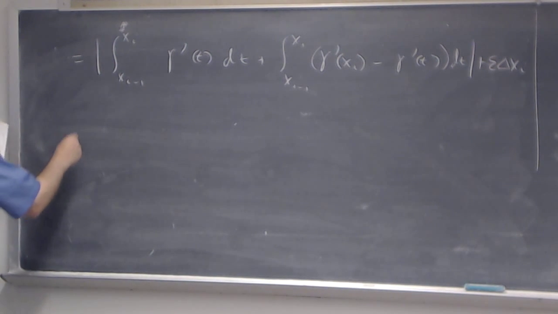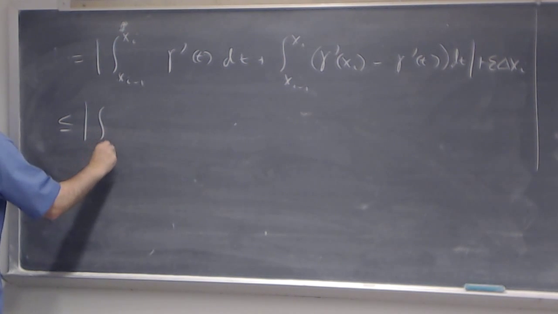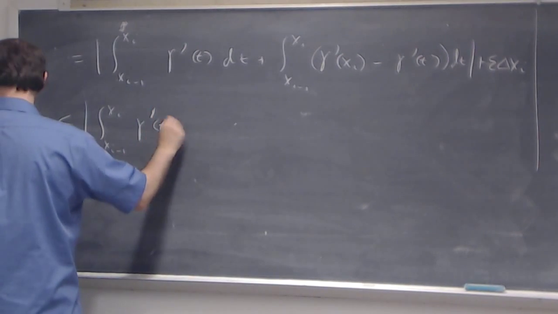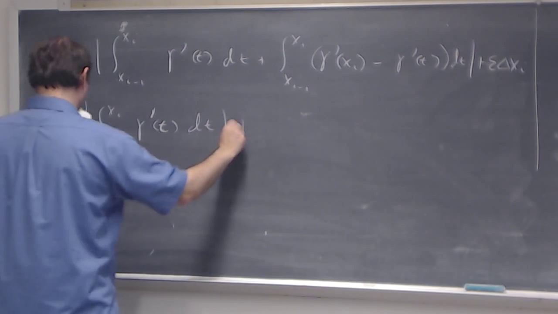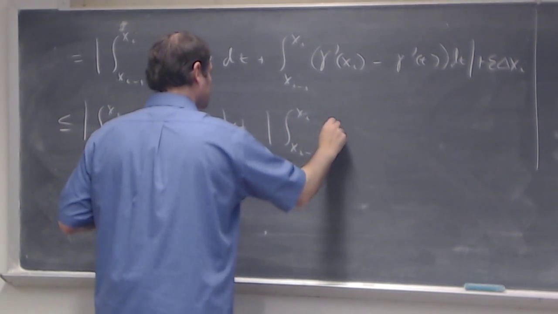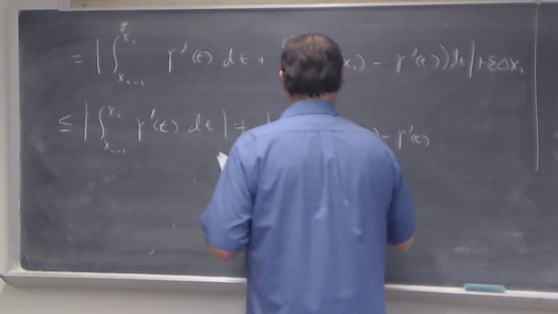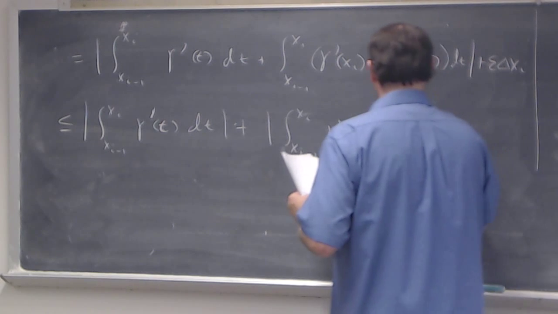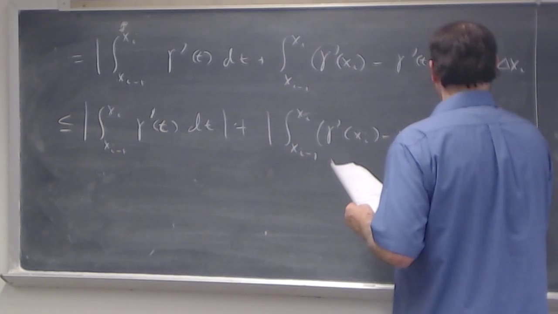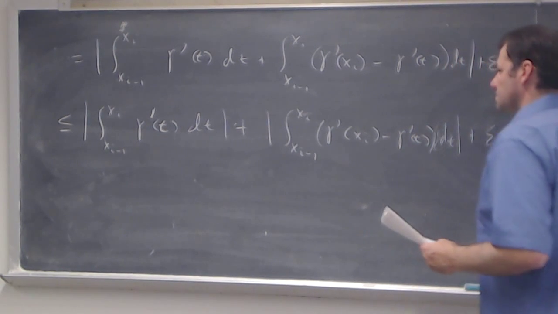Now, using the triangle inequality, we get that this is less than or equal to the norm of the first integral plus the norm of the second integral plus epsilon delta x_i.